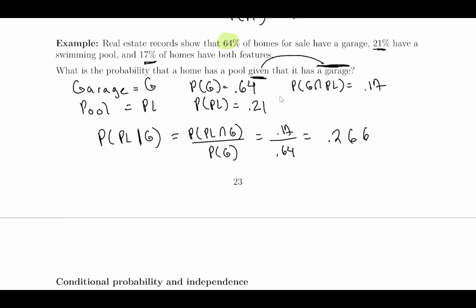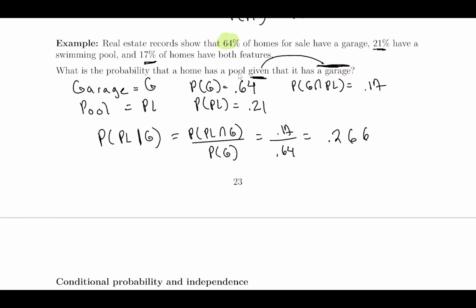But the question is saying we already know it has a garage. So if we already know it has a garage, how likely is it that it has a pool? The 17% is saying that if I don't know anything about this house, 17% have a garage and a pool. But what the given statement is saying is that I already know the house has a garage. So if I already know the house has a garage, how likely is it that it has a pool?